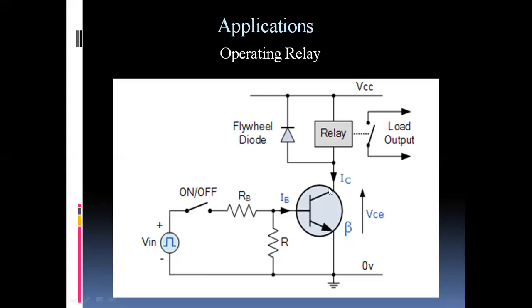Whenever the transistor is in the off condition, what will happen? We want the current flowing through this coil to be equal to 0, and this zero coil current makes the magnetic field 0. But you know the property of the relay, the coil is present there.